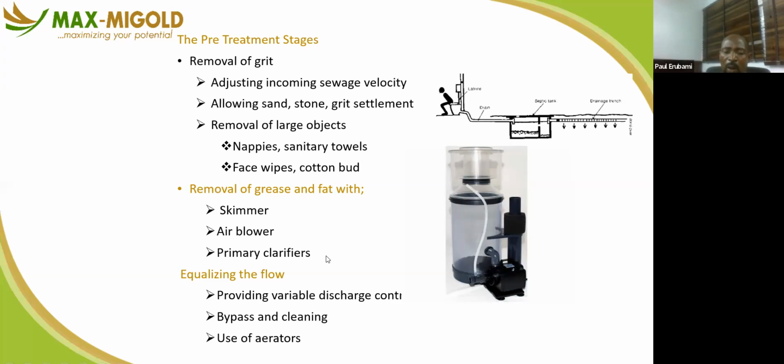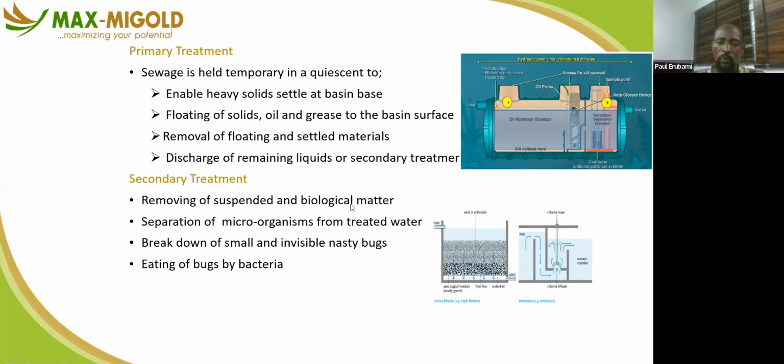Inside the equalization chamber, what actually happens is that you provide variable discharge control, you bypass and you clean, then you use an aerator. It is inside the equalization chamber that you perform what we call aeration. Aeration means you expose the waste to oxygen. You allow the waste to have contact with oxygen. That removes the odor. And you also perform chlorination within that period. And that goes to the treatment.